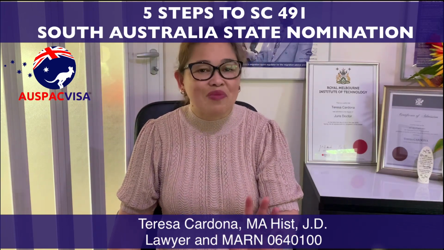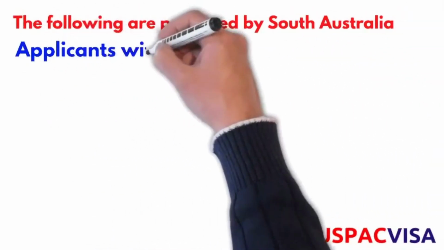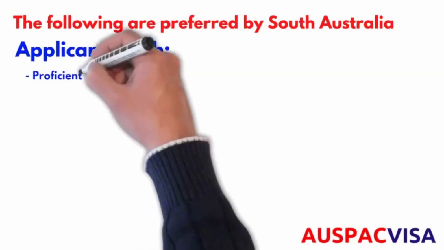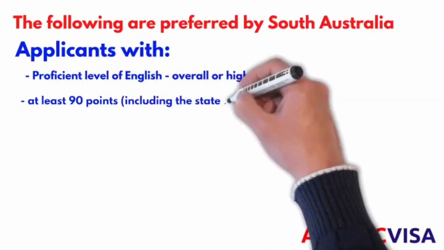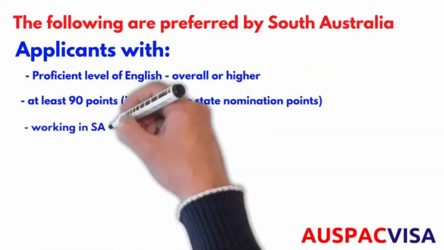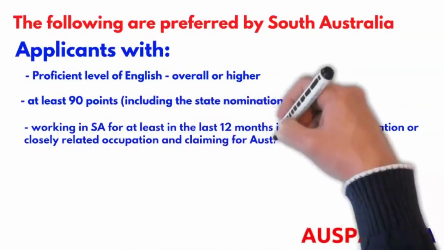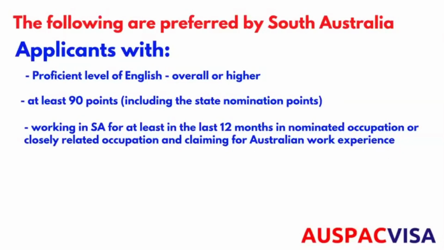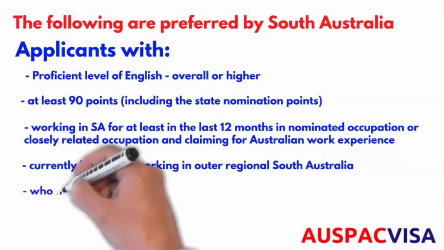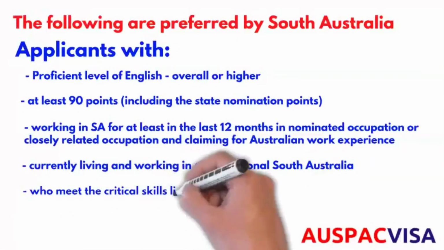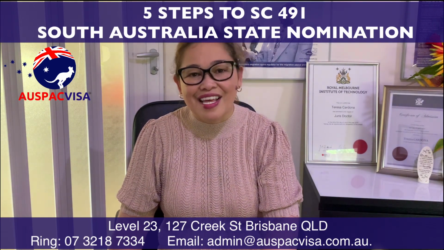South Australia will prefer those applicants with proficient level of English, as in overall proficient English or higher. Those with at least 90 points in their EOI, including the state nomination points. Those who are currently working in South Australia for at least the last 12 months in their nominated or closely related occupation and would be claiming points for Australian work experience. Those applicants who are currently living and working in outer regional South Australia. And those applicants who meet the critical skill list.